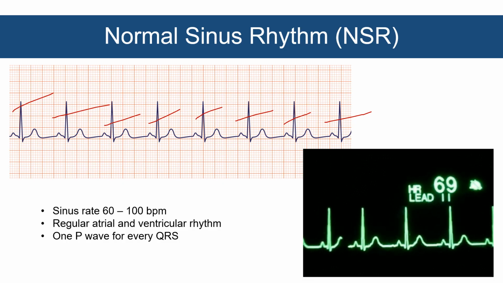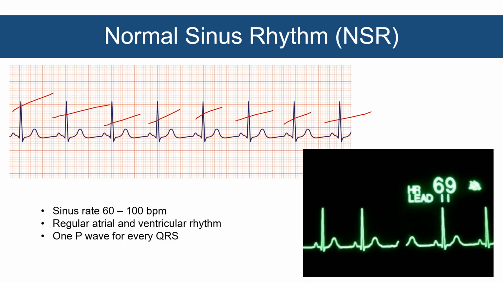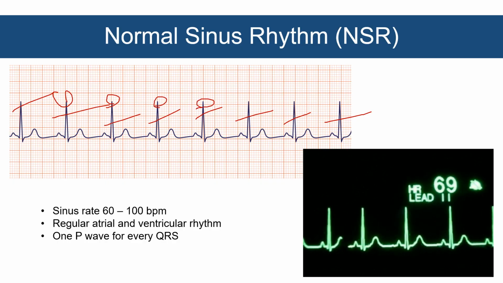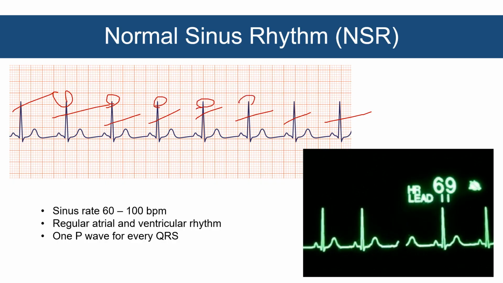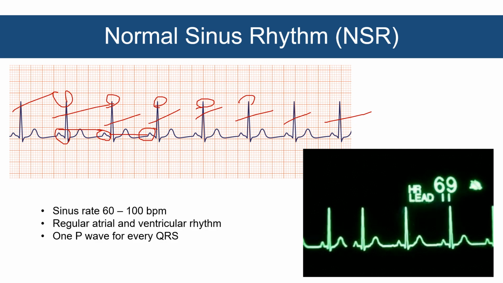So regular atrial and ventricular rhythm. That means if you took calipers or you counted the boxes in between each R, it's going to be the same interval. And if you counted, so this is the P wave here, if you measured between each P wave, those will also be the same. So that is regular atrial and ventricular rhythm.